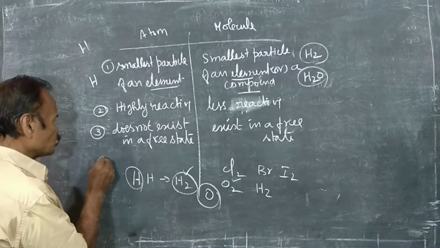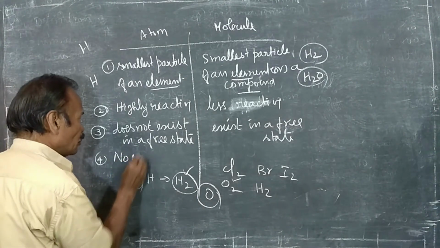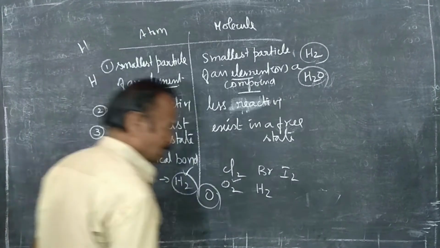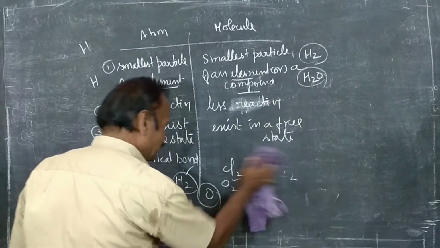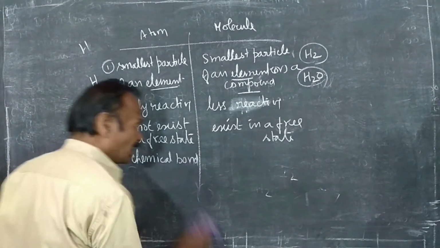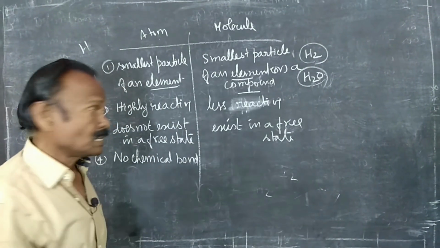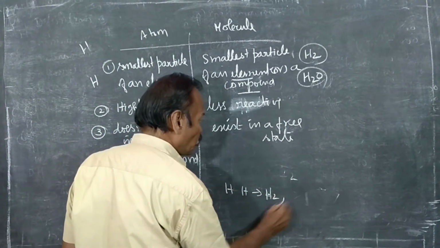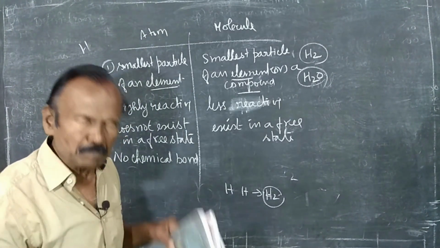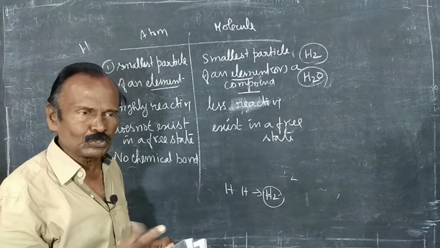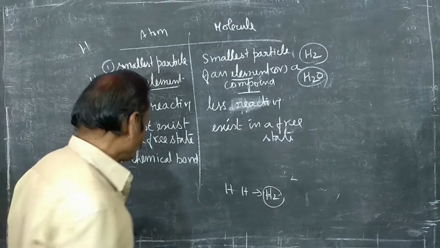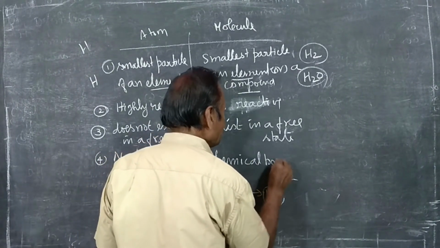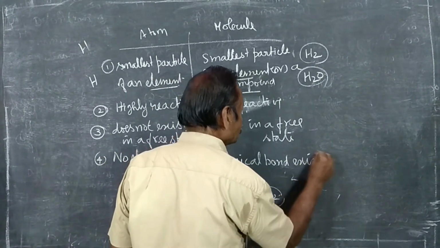Then there is no chemical bond in an atom, because an atom is only one. So there is no need of holding atoms. But here hydrogen combined with hydrogen forms hydrogen molecule. There must be a force to hold these two things together. So that is called chemical bond. So chemical bond exists in a molecule.